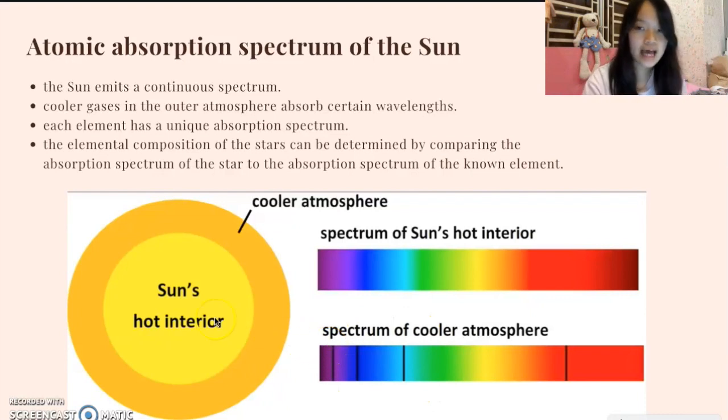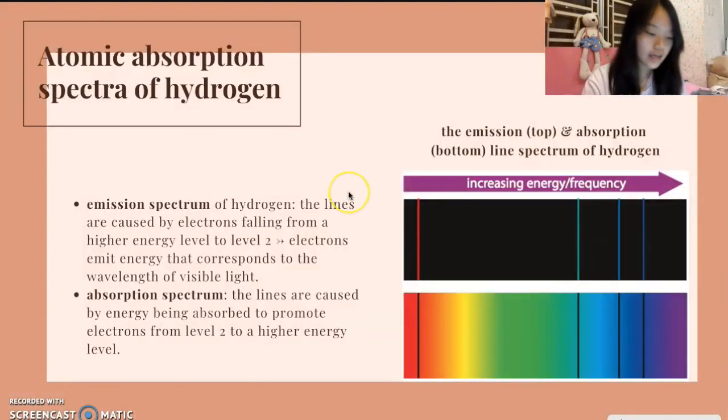Since each element has a unique absorption spectrum, the elemental composition of the stars can be determined by comparing the absorption spectrum of the star to the absorption spectrum of the known element. Next, we'll be looking at the atomic spectra of hydrogen.